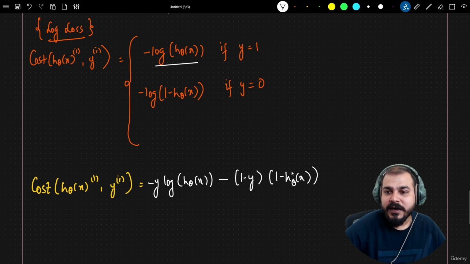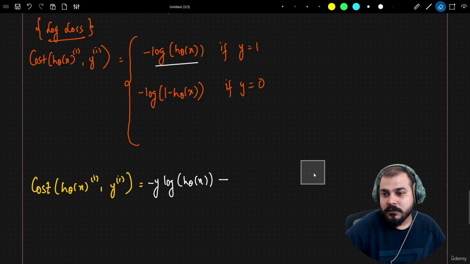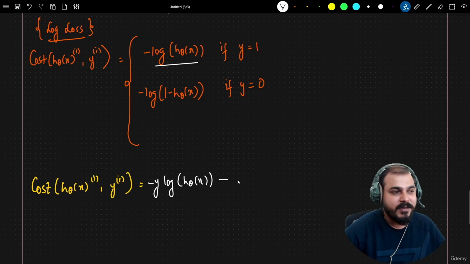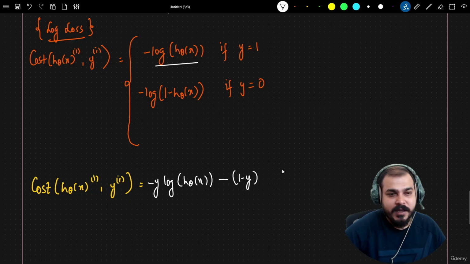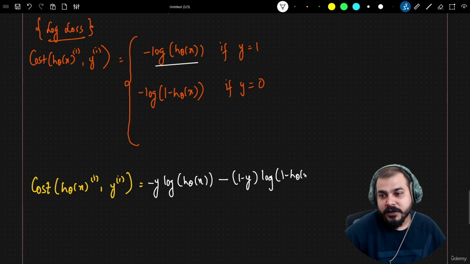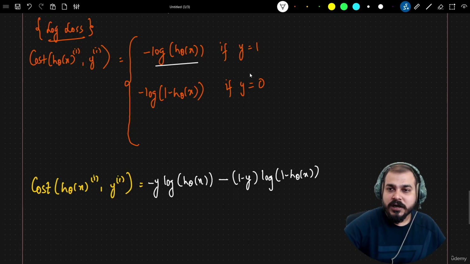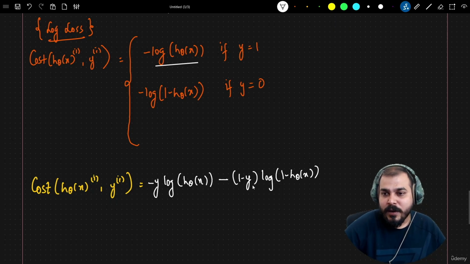Okay, I missed one thing over here. Just a second. This equation will be changing a little bit too. After this minus, I'll be using 1 minus y log of 1 minus h theta of x. So in short, if I replace y with 1, I'm going to remain with only this specific equation, because 1 minus 1 will be entirely 0. This entire term will be 0.